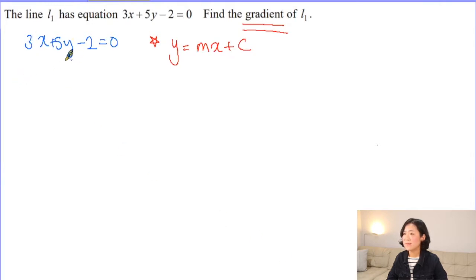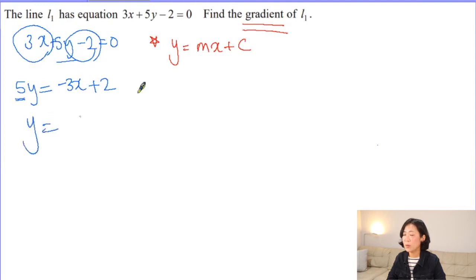Leave 5y on the left side and move all your other terms to the right. 3x turns into minus 3x. The 2 stays as 2. Then we only want to have a y, so let's divide all the terms by 5. Minus 3 divided by 5 gives minus 3/5 x, and then you've got 2/5. This is our standard form.